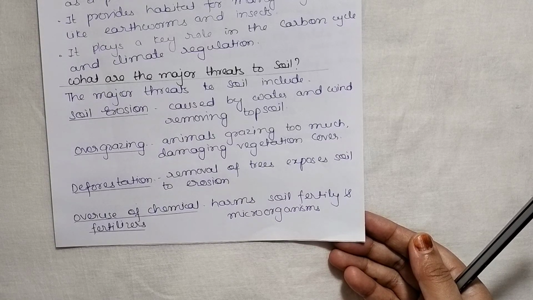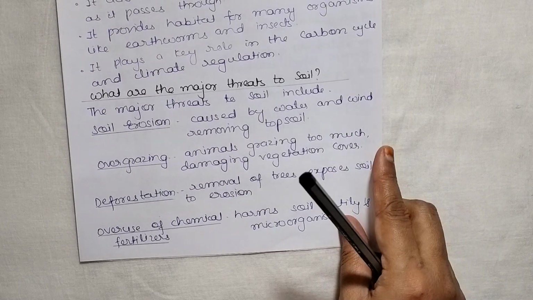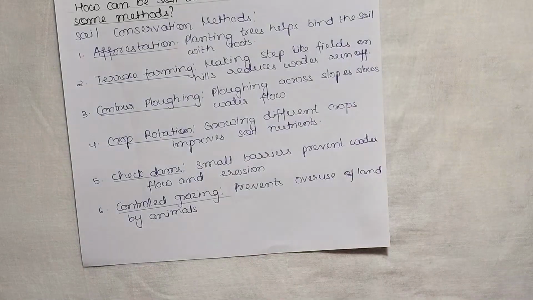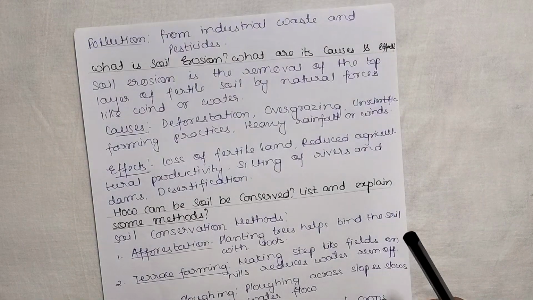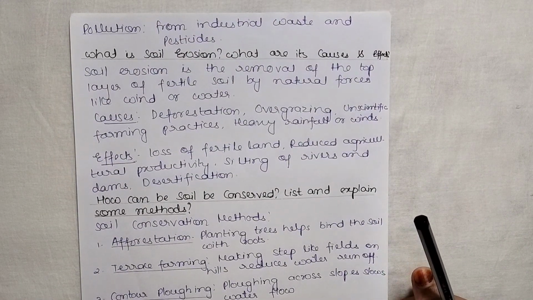Then overuse of chemical fertilizers that harm soil fertility and microorganisms, and pollution from industrial waste and pesticides also. So these are the major threats to soil. They are soil erosion, overgrazing, deforestation, overuse of chemical fertilizers and pollution, right?